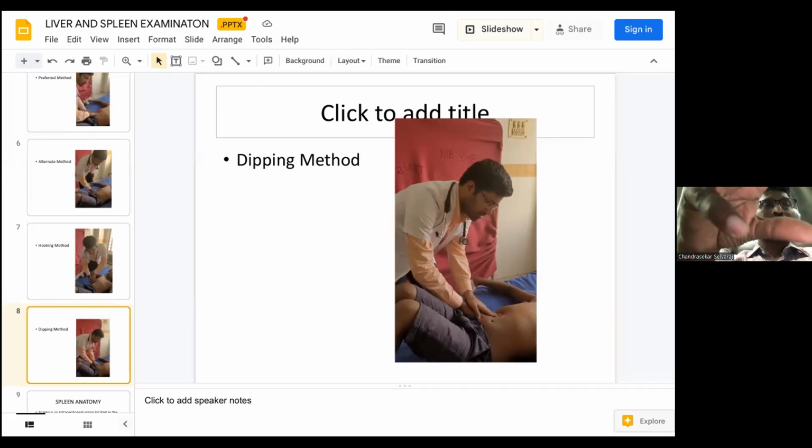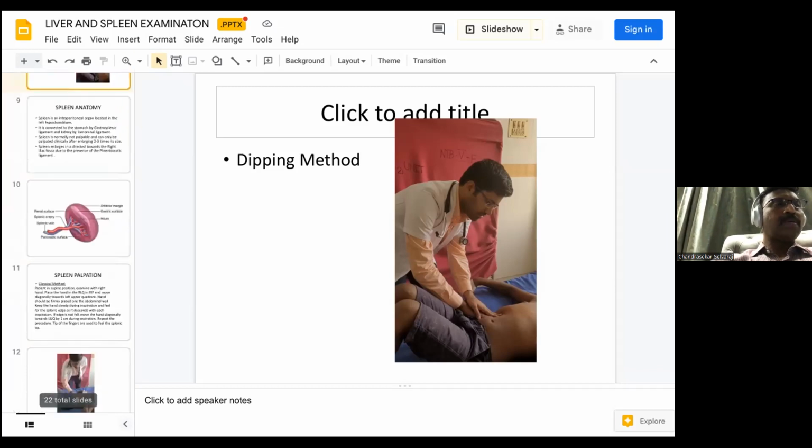So this is very important. There are 5 methods. One is the traditional method, preferred method, alternative method, hooking method, and dipping method. Dipping method is for ascites; the traditional method is the usual thing which we do. The other 3 methods, when we are getting a very small sized liver, we can do to look for the palpability of the organ.